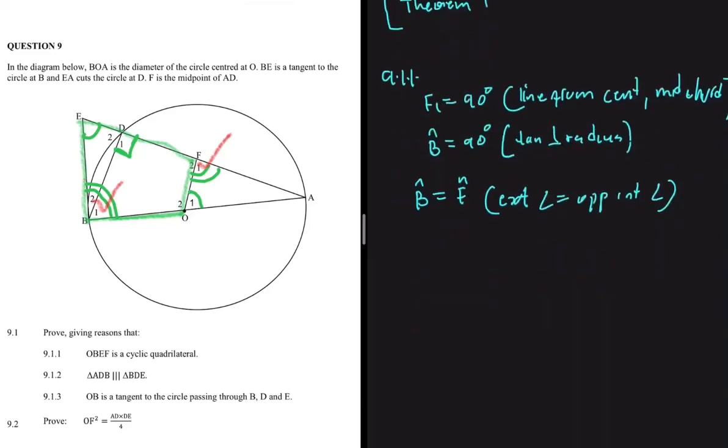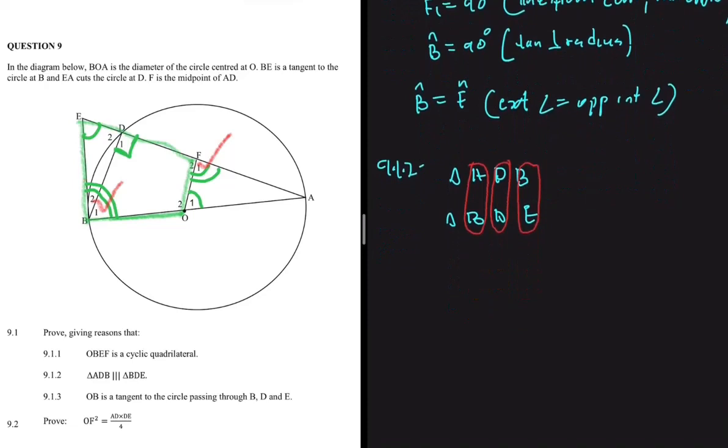And now let's do 9.1.2. For 9.1.2, we're supposed to prove, giving reasons, that triangle ADB is similar to triangle BDE. And let me tell you something, right? The way they name their triangles in an examination, angle A here should be equal to this angle B on the other triangle, and then angle D should be equal to angle D on the other triangle, and consequently B and E should be equal to each other.